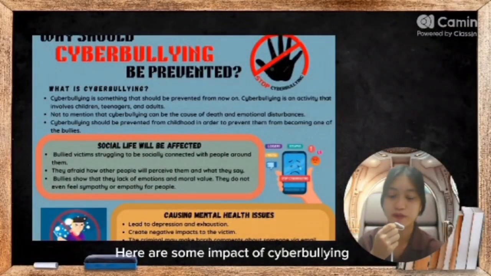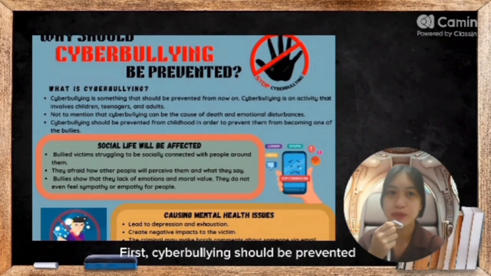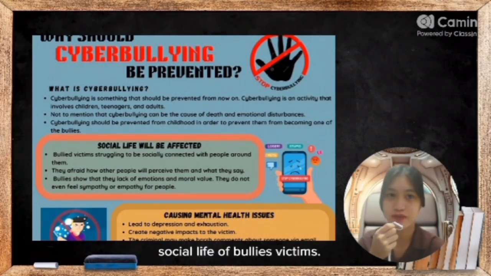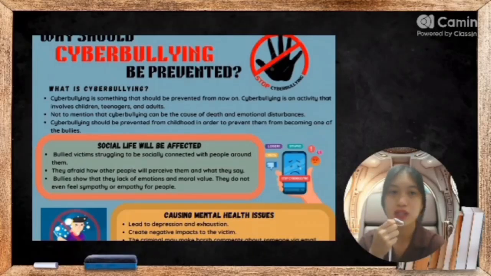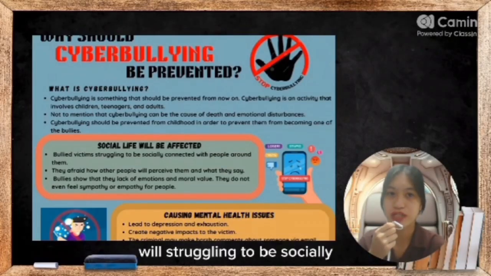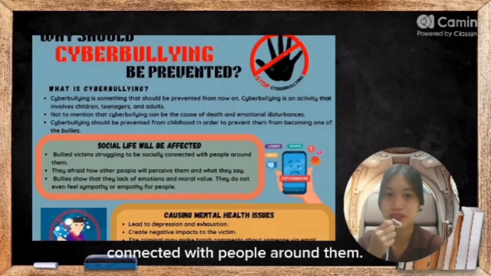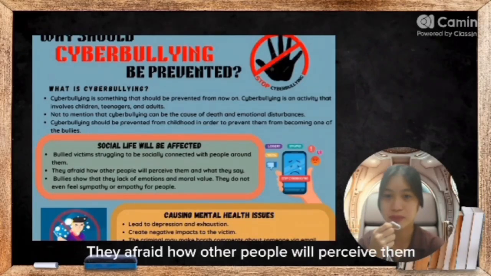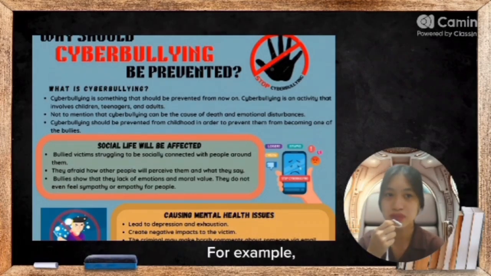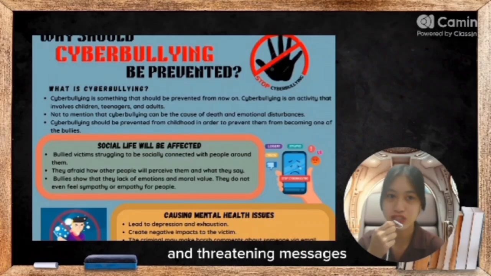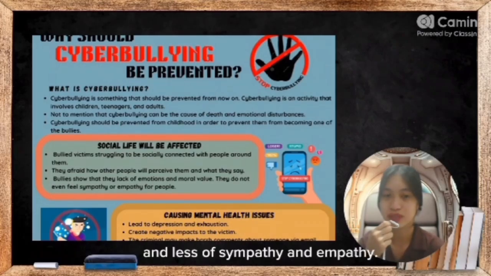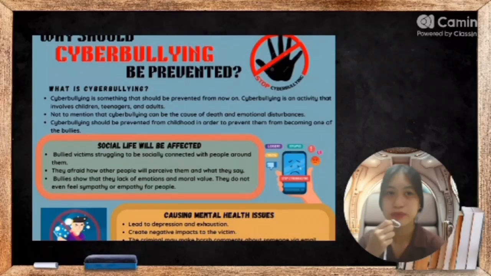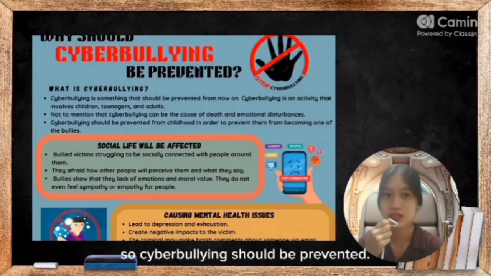Here are some impacts of cyberbullying. First, cyberbullying should be prevented because it will affect the social life of bully victims. Bullies will spread negative rumors and make things get worse. People who get bullied will struggle to be socially connected with the people around them. It affects how other people will perceive them and what they say. For example, bullies will send abusive and threatening messages or posts on social networking sites because bullies lack moral values and have less sympathy and empathy. Cyberbullying will affect the social life of victims, so cyberbullying should be prevented.